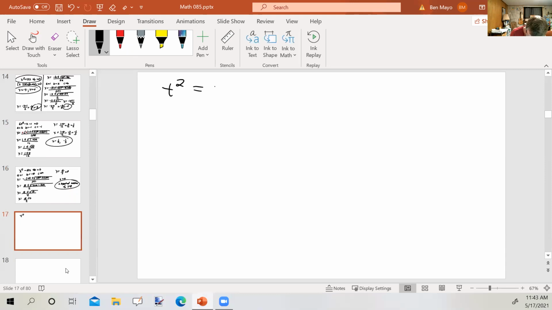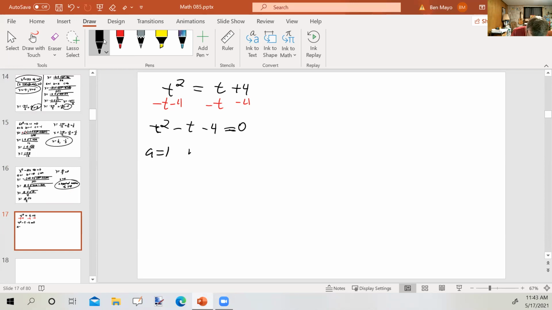T squared equals t plus 4. We're no longer using the variable x. Now we're using the variable t. So technically, the quadratic formula would be t equals the quantity -b plus or minus the square root of b squared minus 4ac all over 2a, and so on. Anyway, okay, we need to get it in standard form. So I'm going to subtract t and subtract 4 from both sides of the equation.